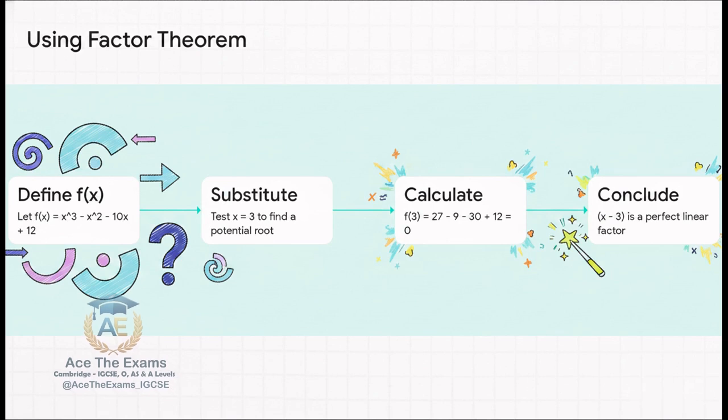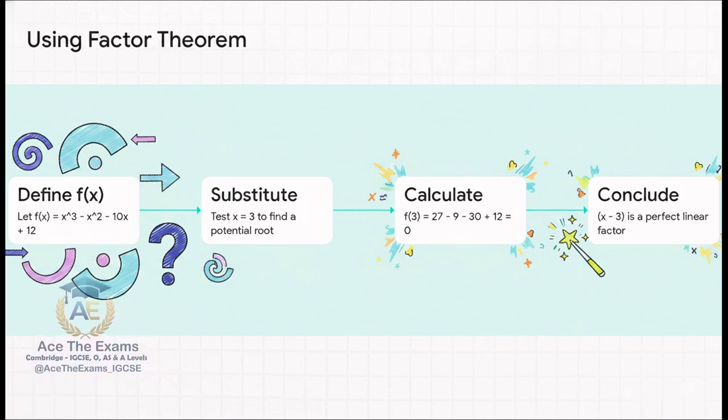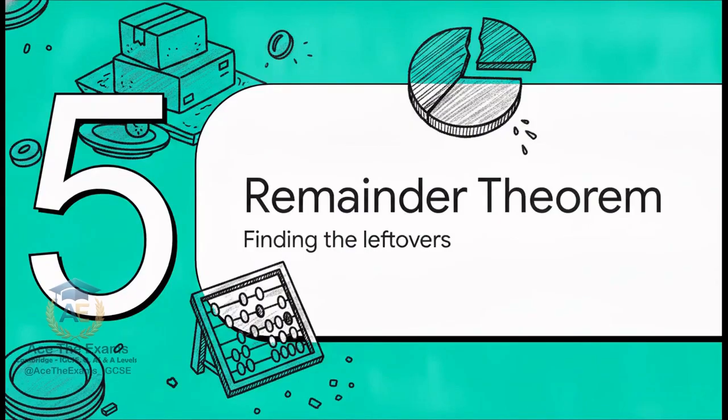Bam! By simply substituting 3 and hitting 0, we immediately isolate x minus 3 as a linear factor without writing a single line of long division. It really does feel like magic. But wait, what if it doesn't divide perfectly? Section 5, Shortcut 2, the remainder theorem.